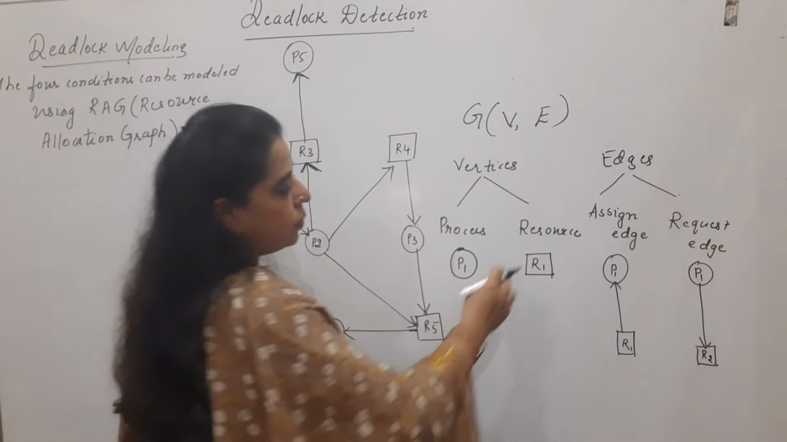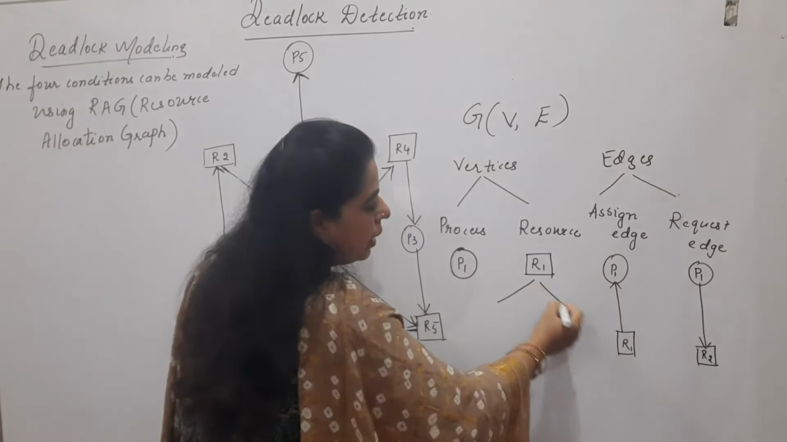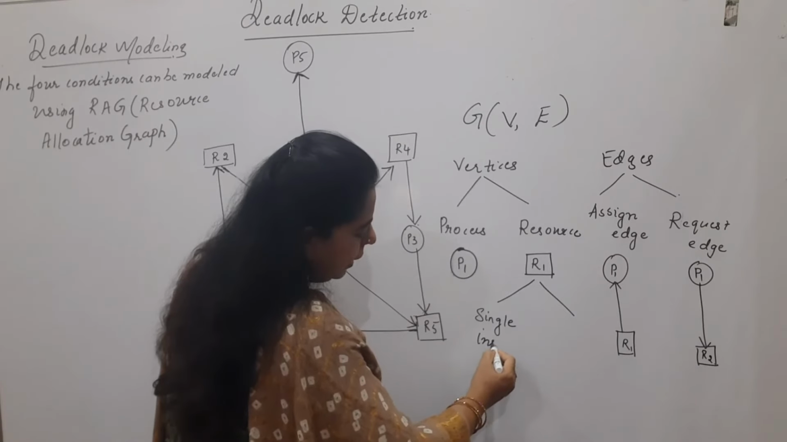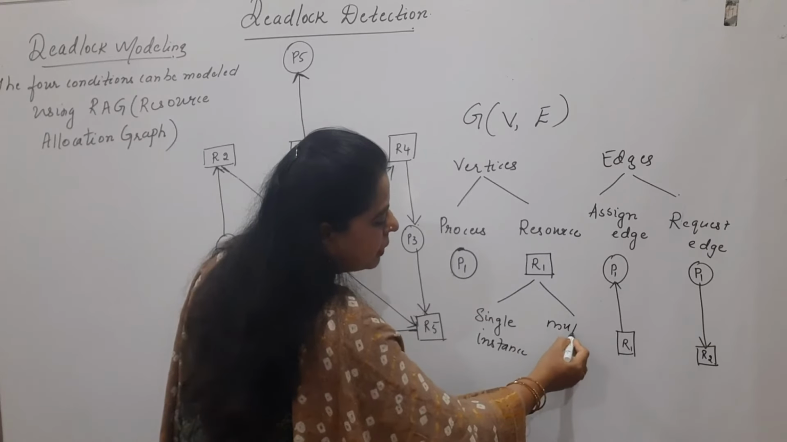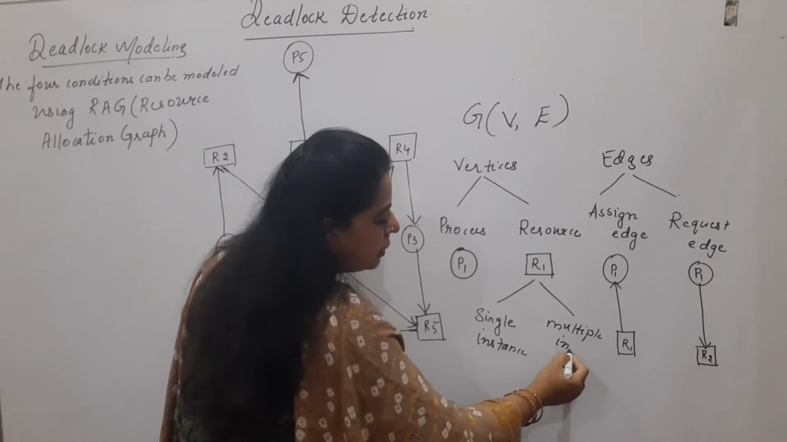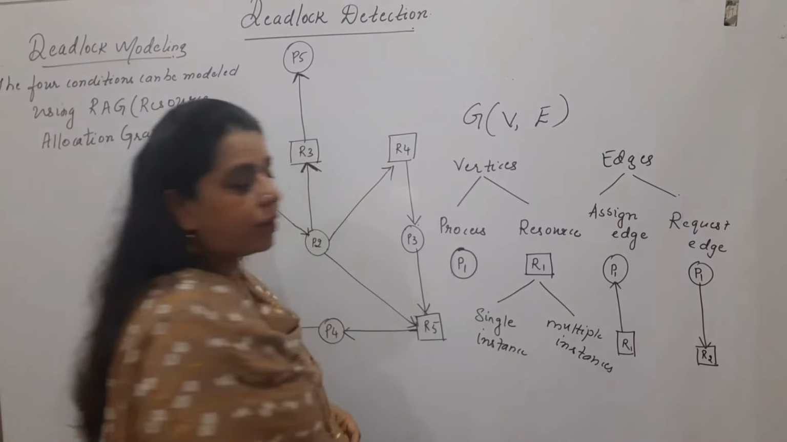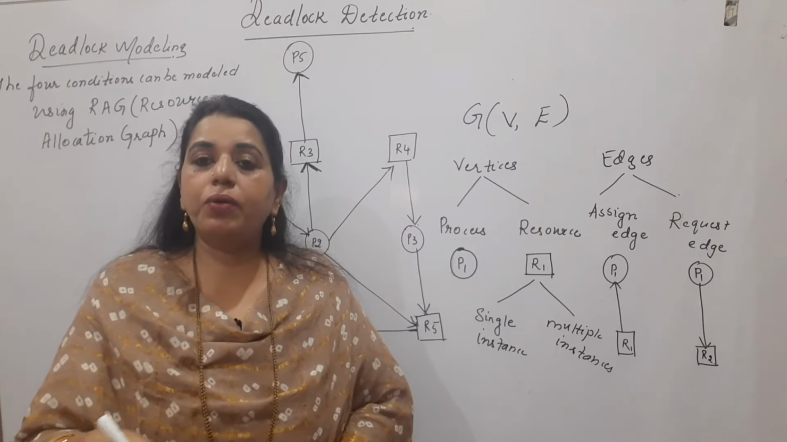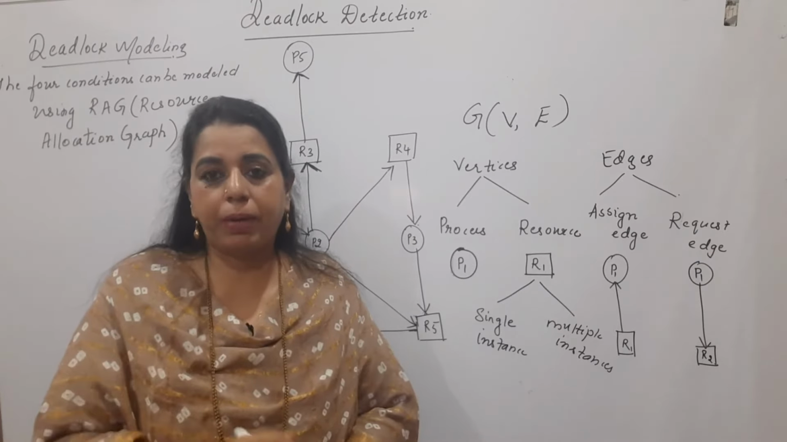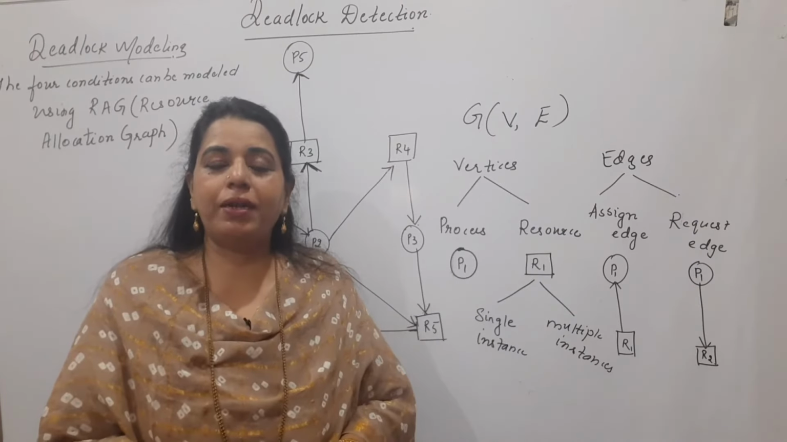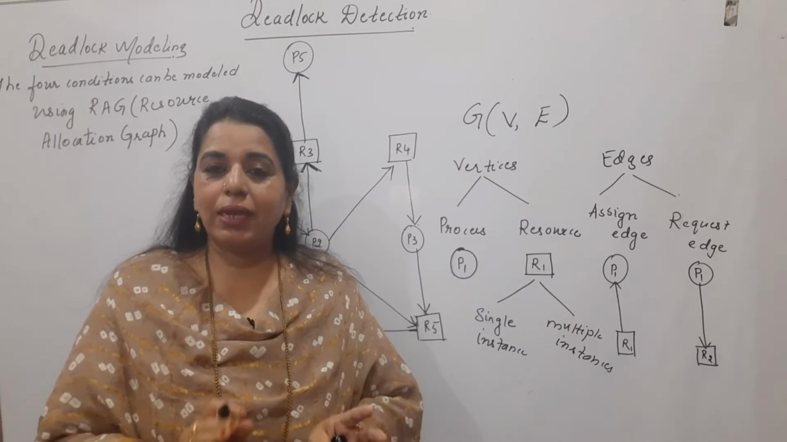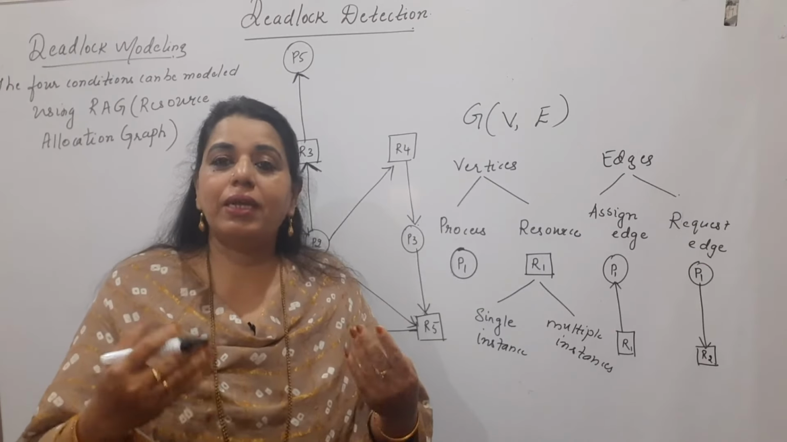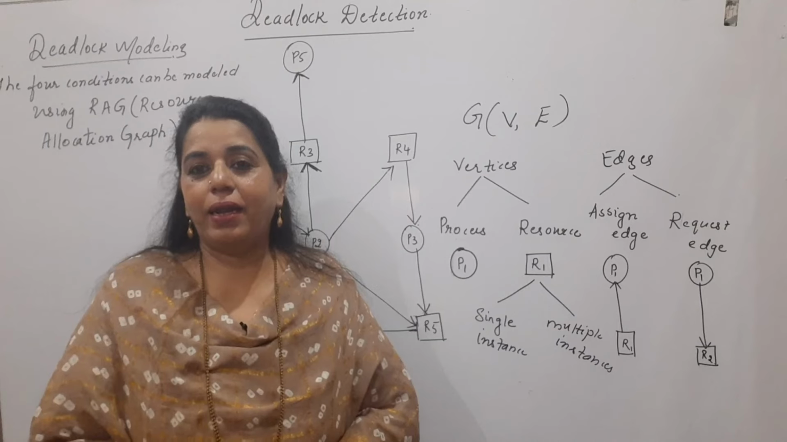And the resource, which I have written here as a vertex, can be of two types: one can be the single instance and another can be the multiple instance. What do you mean by single instance and multiple instance? In the system, if only one copy of the resource exists, then it is single instance. If you have multiple copies of the resource, then we say it is a multiple instance. Suppose there is just one printer in the system, then only one instance of that resource exists. If you have four printers in the system, then four instances of the printer exist in the system.